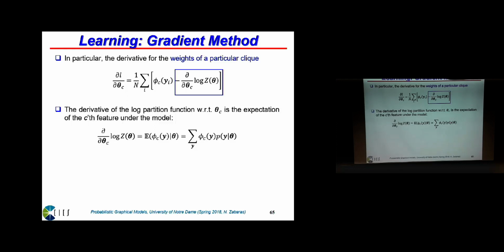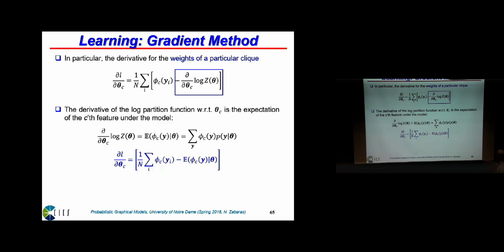Okay? So, but let's see something extremely interesting that comes out of this. Okay? So, if you trust me that this is the expectation of the feature functions phi_c with respect to the true distribution P of y, all right, so I'm writing this in notation of expectation.